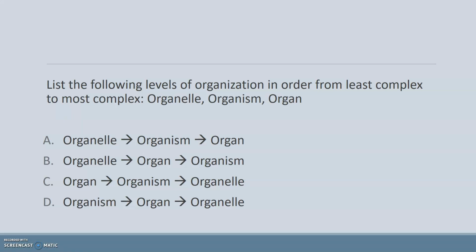Okay, and so the answer to this question is B. Organelles are the least complex, then organs, and then organisms. And if you look back in your notes, you should be able to see that organelles are at the cellular level, organs are at that sort of individual level, but multiple organs make up an organism. And so organisms would be considered the most complex, and organelles would be considered the least.